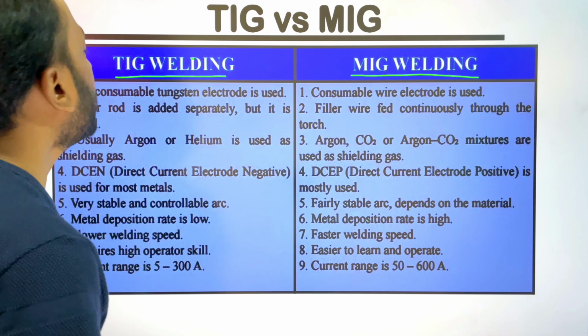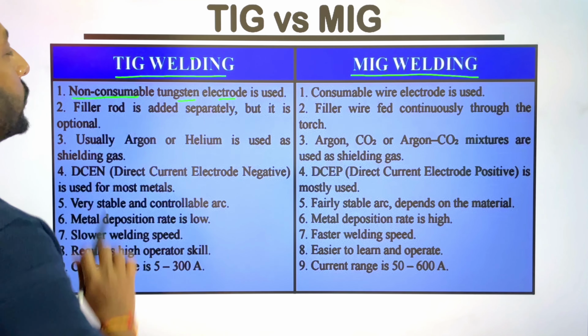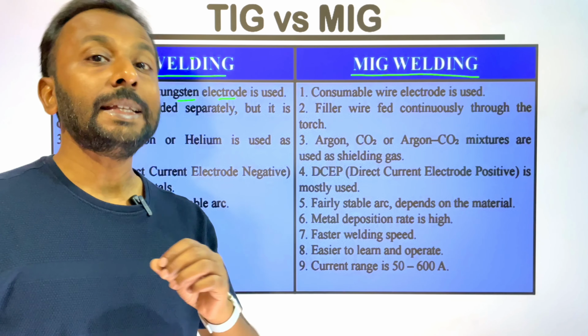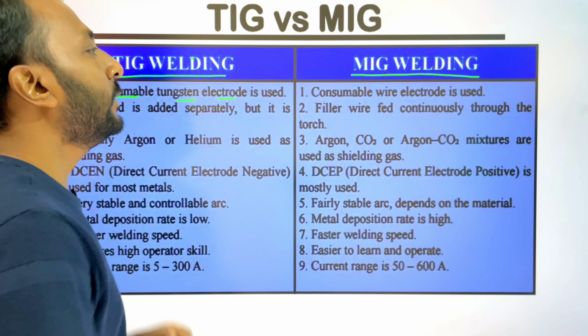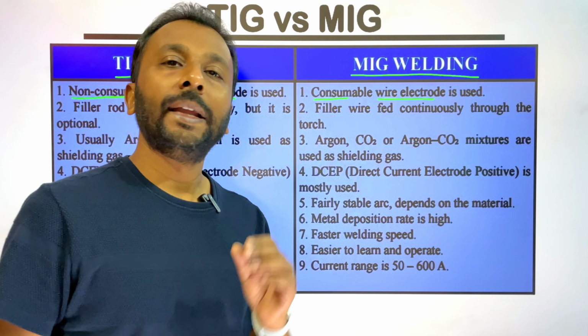So in TIG welding, we use non-consumable tungsten electrode. So here in TIG welding, we use tungsten electrode that is non-consumable and bare electrode, but in MIG welding we use consumable wire electrode. That is the main difference.